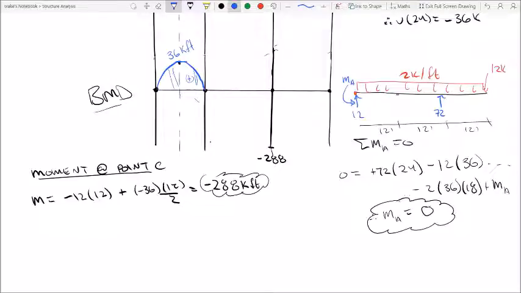We know that it's not going to be a straight line, so note that this is not a straight line. So keep that in mind. And then we know that at point D, our moment will be 0, so we can just connect up.